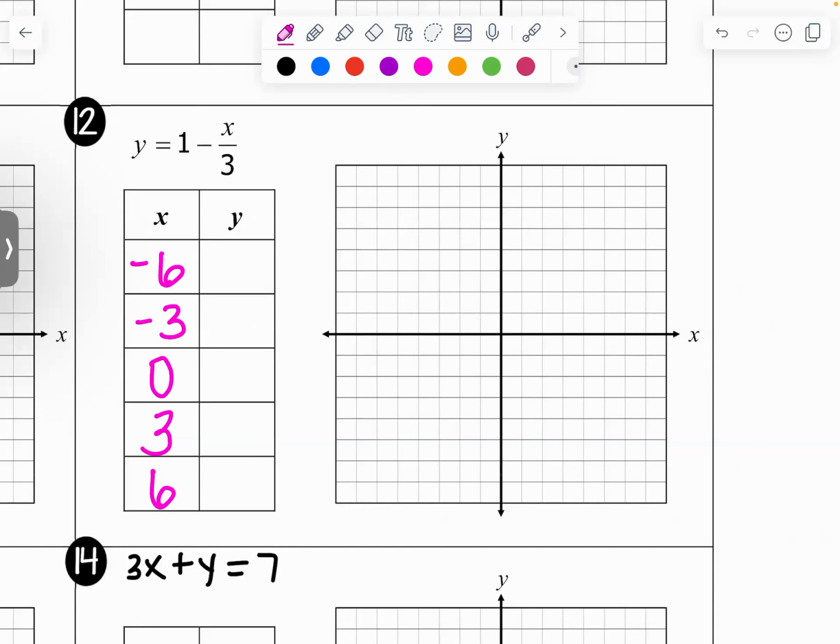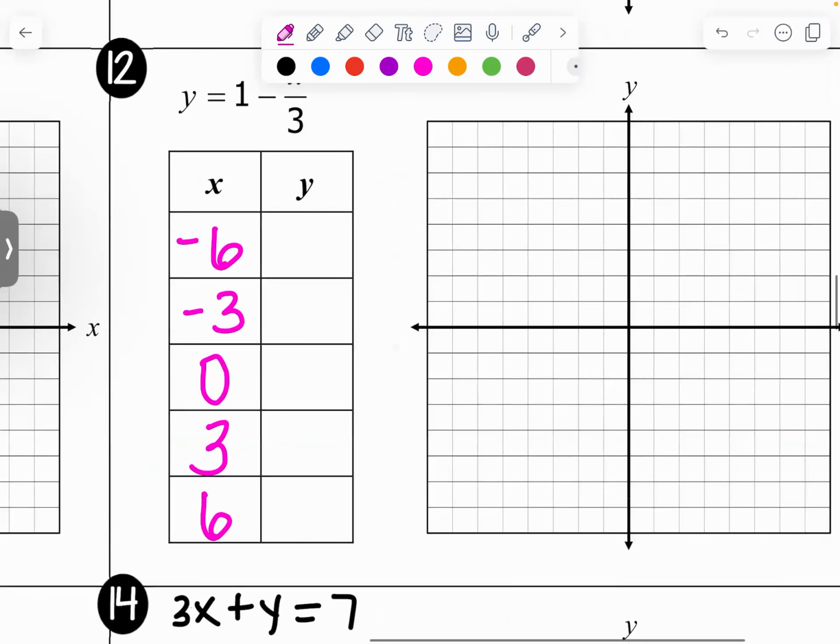All right. Now, we got to be careful here. Okay, let's start at the bottom. If x is 6, we have y equals 1 minus x over 3. What operation do we do first? We divide. So what's 6 divided by 3? So I have 1 minus 2. What is it? What's 1 minus 2? -1.